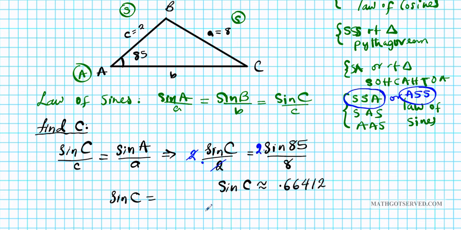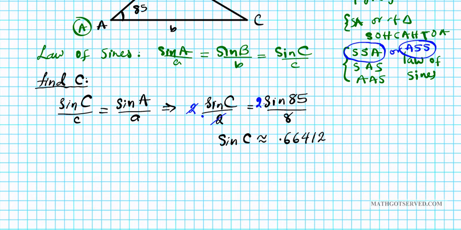To isolate C, we're going to take the inverse sine, okay? We're not dividing, not multiplying, we're taking the inverse sine of both sides. So the inverse sine of sine C is approximately the inverse sine of 0.66412. Sine and inverse sine cancel out, so we have big C is approximately. Let's go ahead and plug that into our calculator.